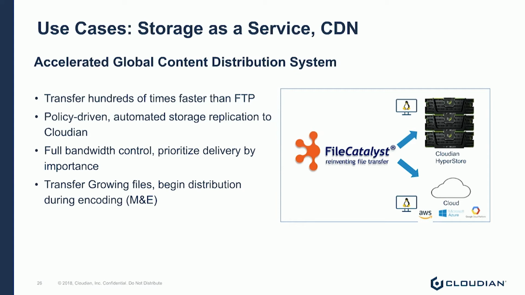So with the storage as a service or content distribution network, FileCatalyst can be combined with Cloudian to accelerate a global content distribution system, transferring hundreds of times faster than FTP. The FileCatalyst platform is policy driven. It will automate the storage replication into Cloudian. The policies have full bandwidth control to prioritize the delivery of the important content. This is very important to service providers for building out a content network.